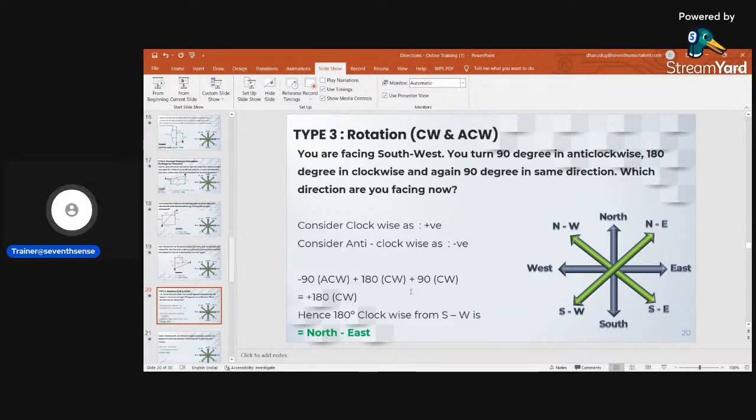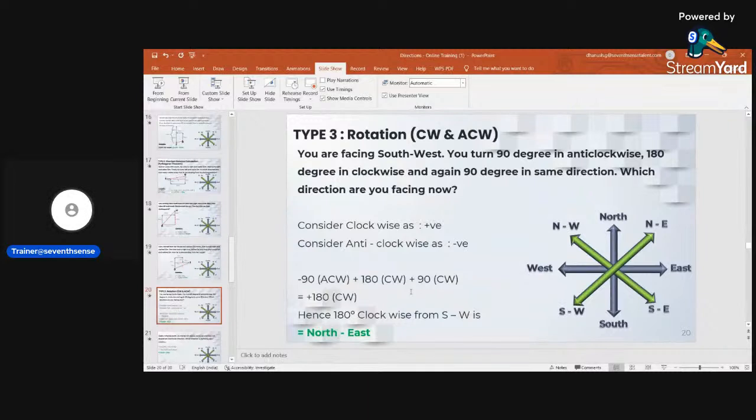So just consider clockwise as plus, and anti-clockwise as negative, right? So 90 degrees anti-clockwise, so minus 90, and 180 degrees clockwise, so plus 180, and plus 90 degrees in the same direction, which is clockwise. So we have minus 90 plus 180 and plus 90. So 90 gets cancelled, which will be equal to 180 degrees clockwise. So hence 180 degrees clockwise from south to west.